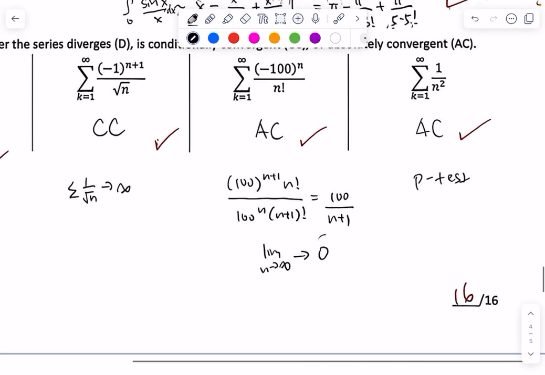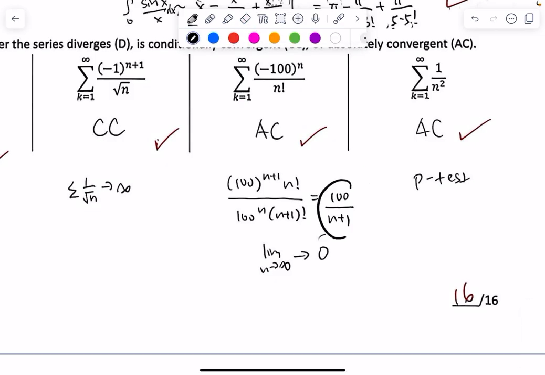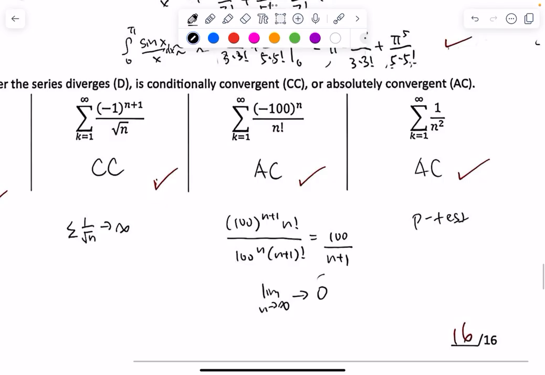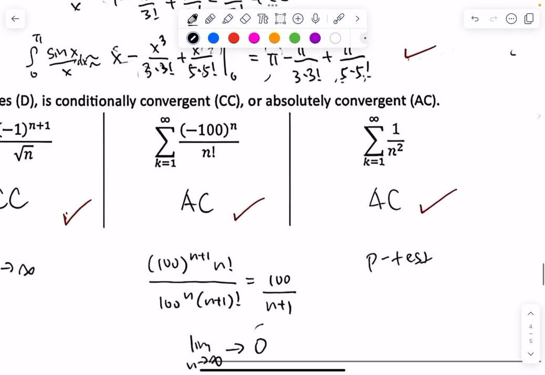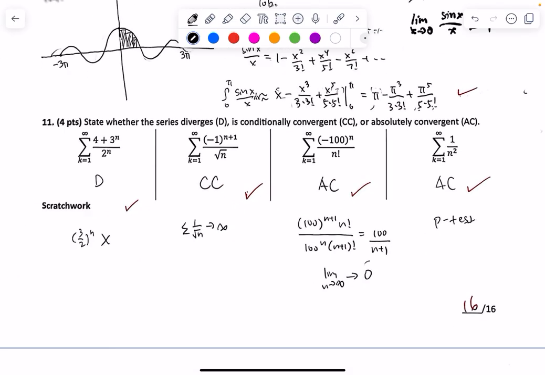This is absolutely convergent because we can use the ratio test. And ultimately, from the ratio test, the limit is 0. So this would be absolutely convergent, even if you were to take the absolute value. And similarly for the last one, it's also absolutely convergent because we can use the p-series test.